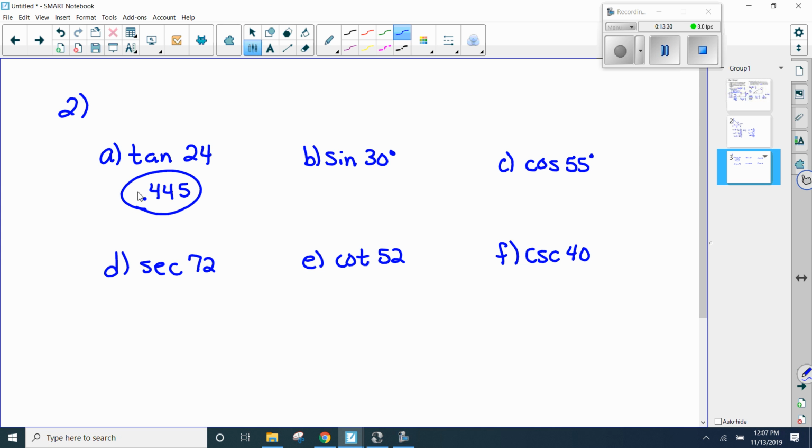What about the sine of 30? You know that one already from your hand. That's 0.5. If you use a calculator instead of 1/2, you're going to get 0.5. So this is just 0.5. If you round, maybe they want the 2 zeros. So you got to put your 2 zeros on there. Cosine. Cosine of 55.